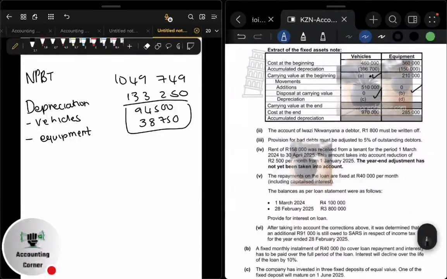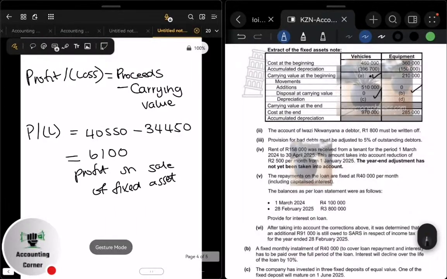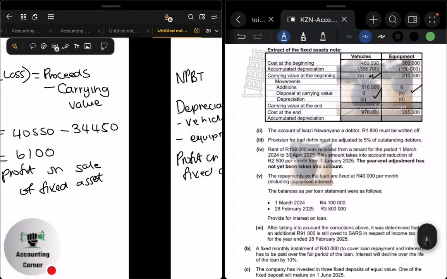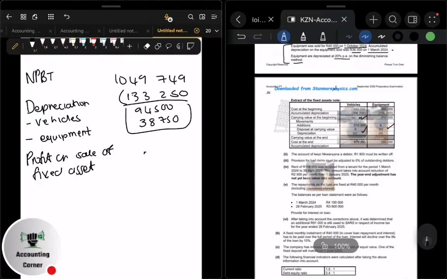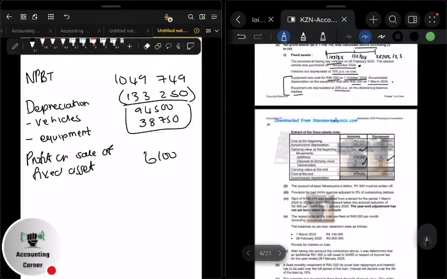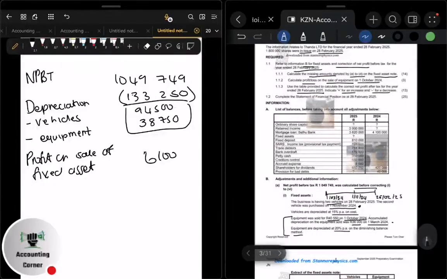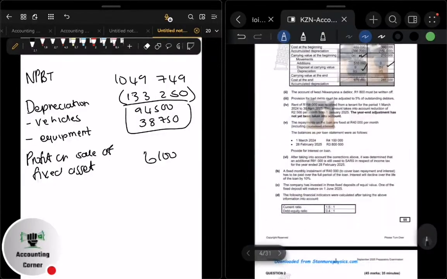Okay, and the next thing we have is the profit on sale of fixed assets. So we just calculated that to be 6,100. Okay, the depreciation was a minus, profit is a plus. Brackets for me are minuses. Okay, then we carry on.